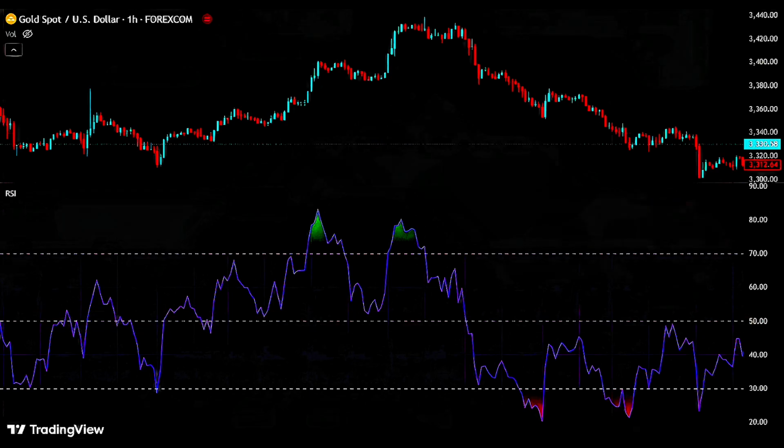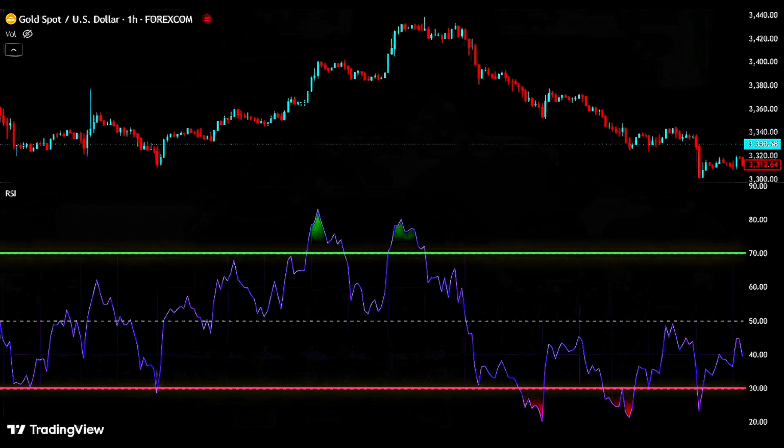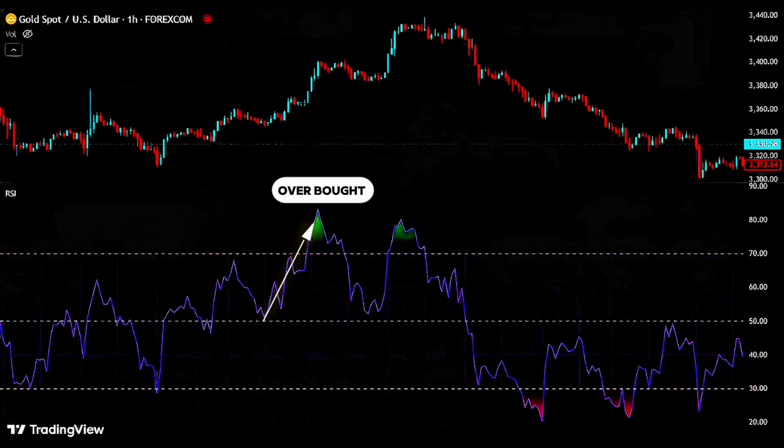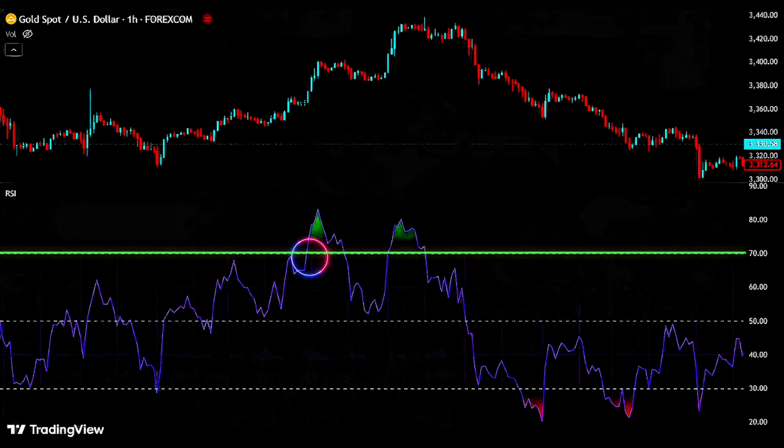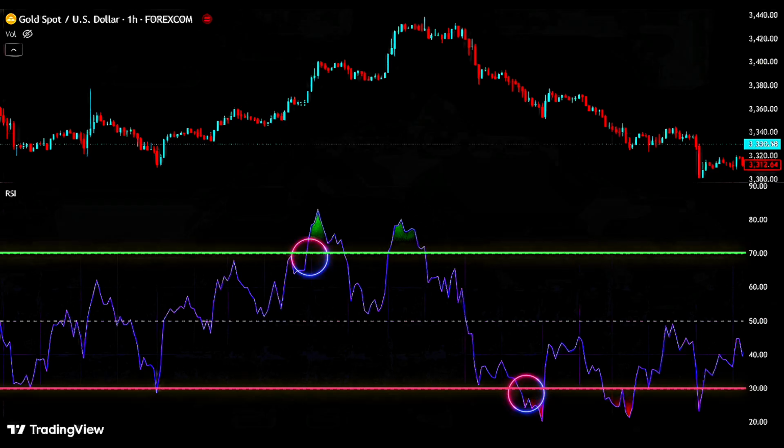Now coming to the 70 and 30 levels. Most traders believe that when RSI goes above 70, the stock is overbought and will reverse downward. And when RSI falls below 30, the stock is oversold and will bounce back upward. But here's the reality. That assumption is not always correct. Just because RSI crosses 70 does not guarantee that the price will fall. And just because it touches 30 doesn't always mean the price will rise.